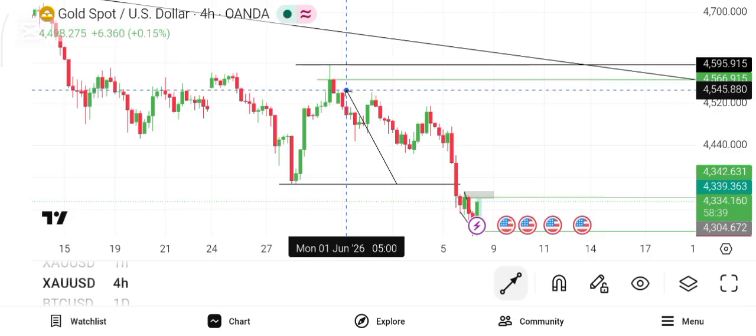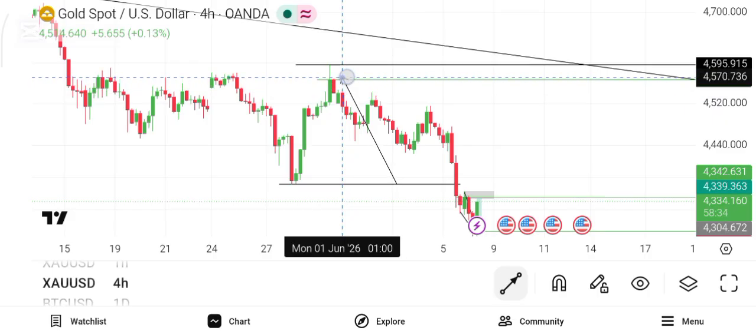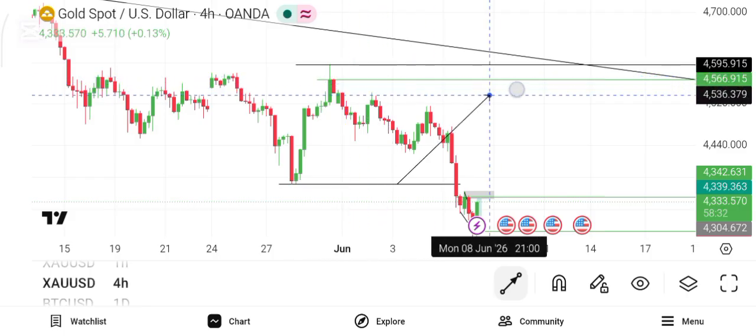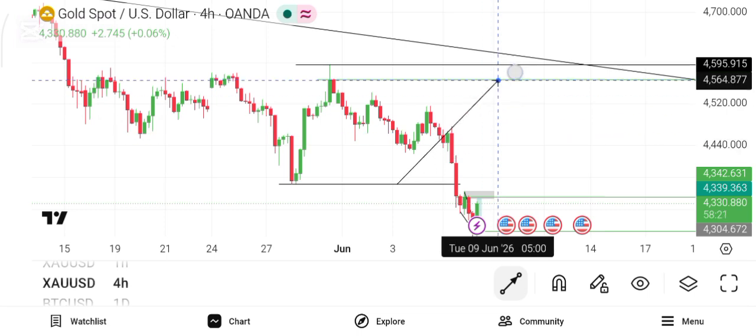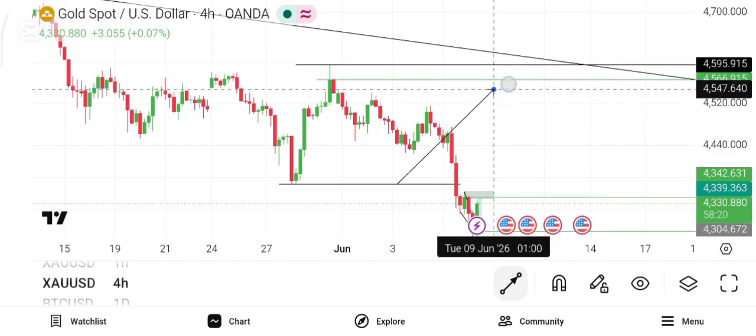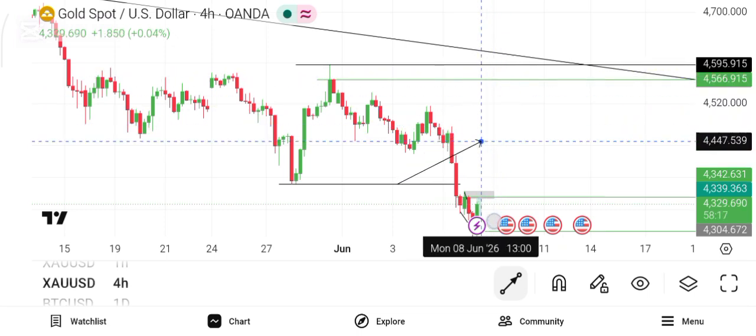So this is a resistance zone now. That is my number one resistance zone that I am marking out, which I am anticipating this market to pull back to before we can continue going down. I am anticipating that this market should at least get to this point before we start moving down.